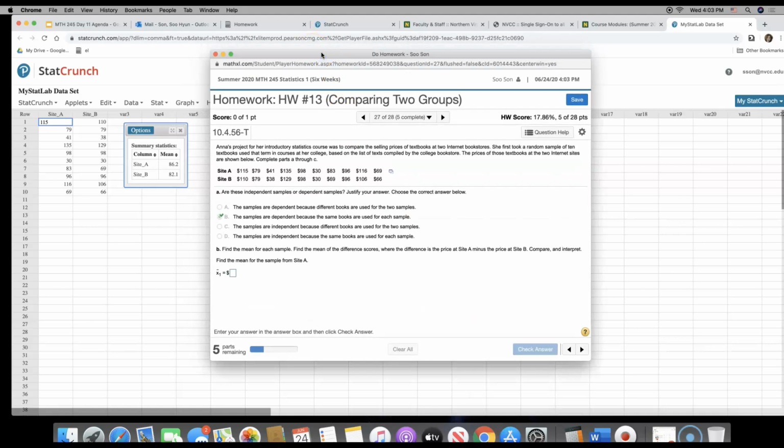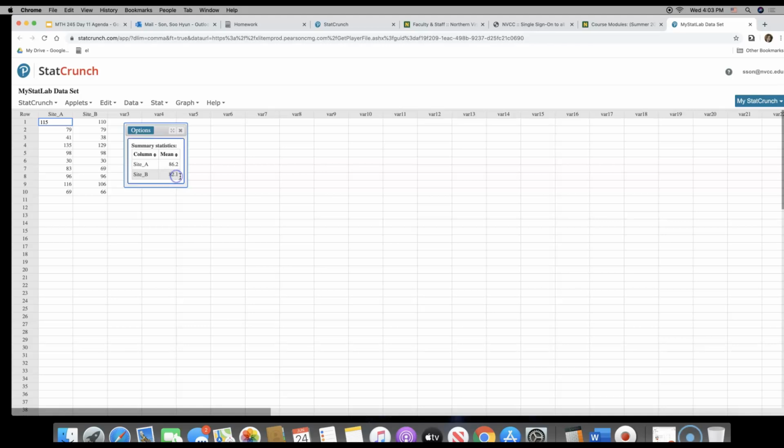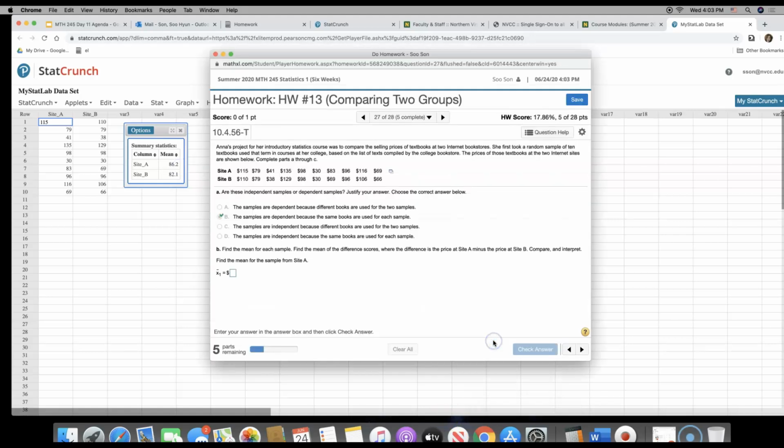Who's cheaper? Who's selling it for a little bit cheaper? I mean, overall, all different textbooks. Site B has the cheaper average, right? $82.10 compared to $86.20. So by just looking at that, I would say site B must be cheaper in general. But I mean, if you look at individual books, some are cheaper on site A. Is it?